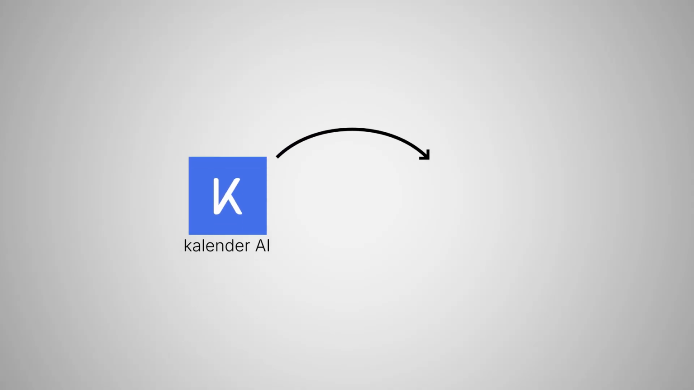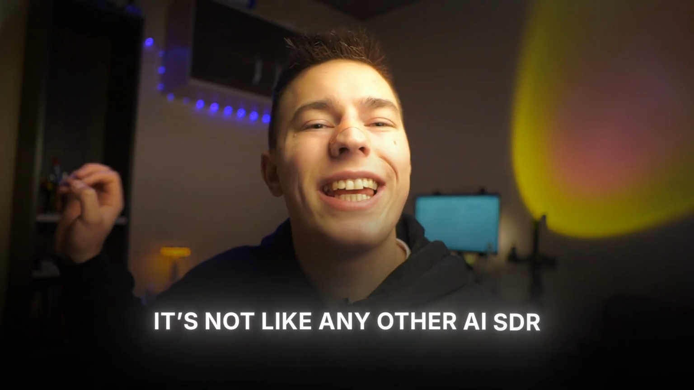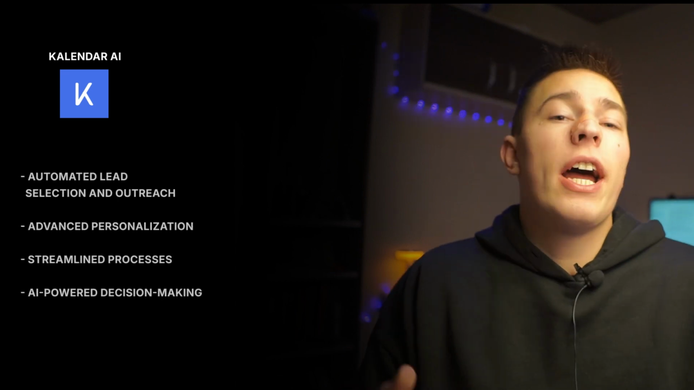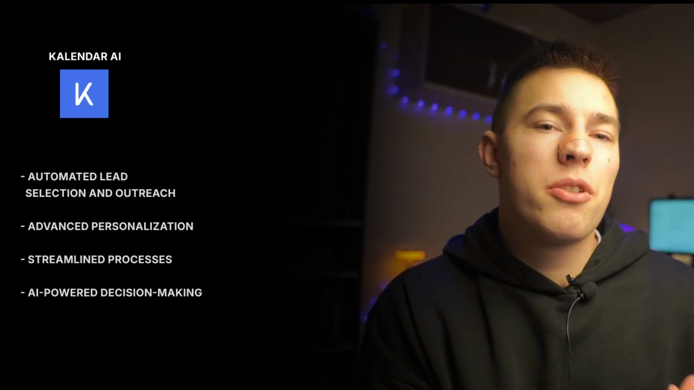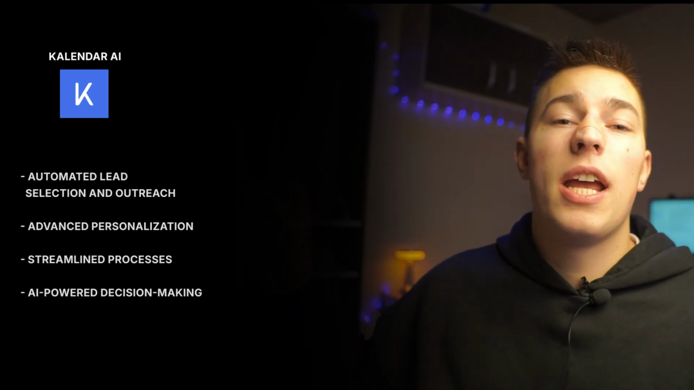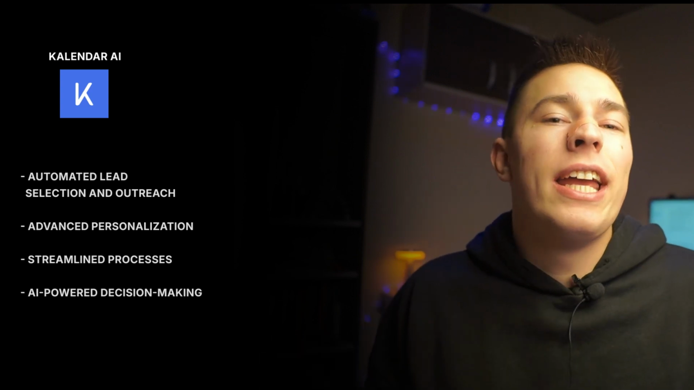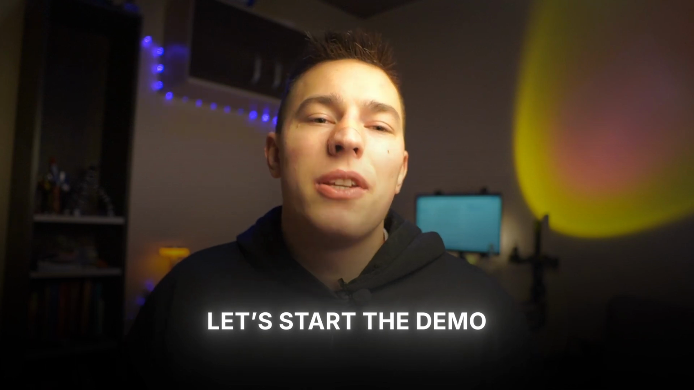So let's begin. Kalendar.AI might seem like any other AI SDR agent, but once you start using it, you'll notice that it's not like any other AI SDR, and you'll see why in the demo shortly. Okay, it has some similarities. The overall structure is of course the same. After all, it's an AI agent. Kalendar has a huge list of leads it can reach out to. It picks the best ones based on your instructions, reaches out to them, and books sales calls. That's how every other AI agent works. So without further ado, let's start the demo so you can see what's different.